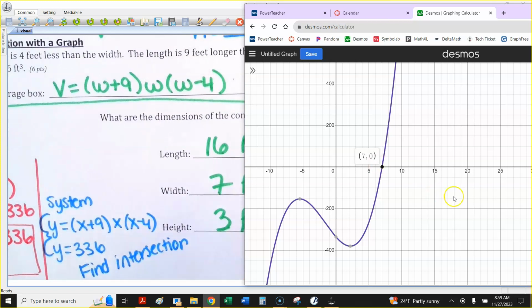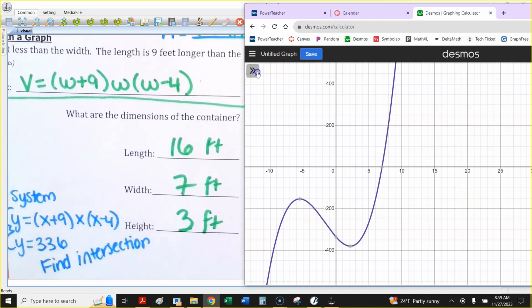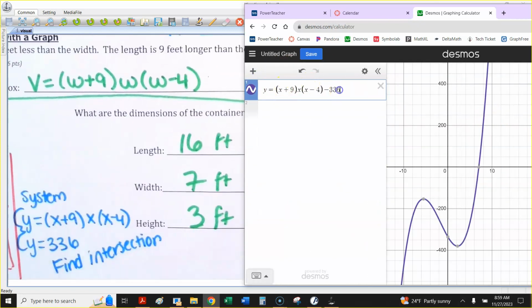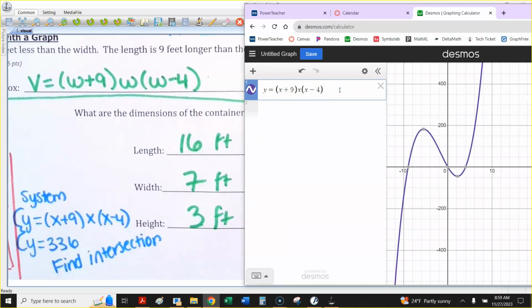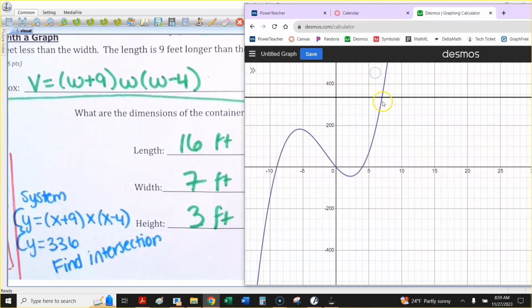And the other way to do it is to do a system. And like I said, that's just kind of what I like to do. So I just graph whatever I wrote down for my volume formula, and then I write y equals 336. That was supposed to be the volume. And in that situation, you look for the intersection, which the x-coordinate there is still 7, just like I got for the other one, and then it tells you the volume would be the 336. So those are just two different ways to do it, whatever's easier for you.